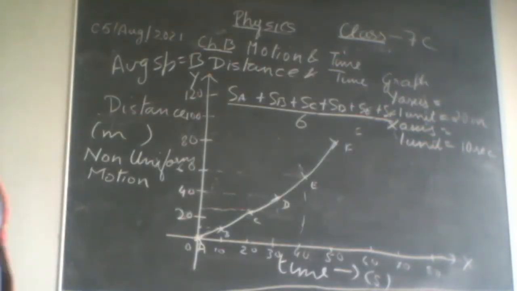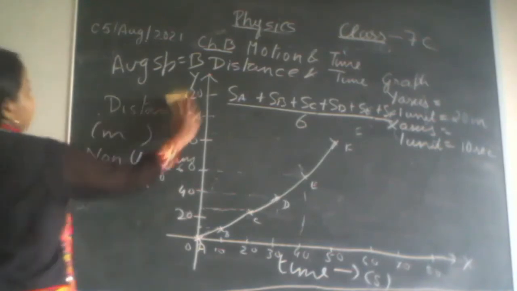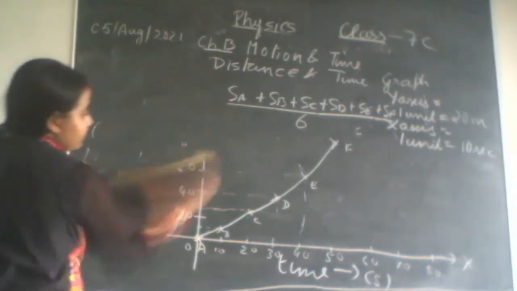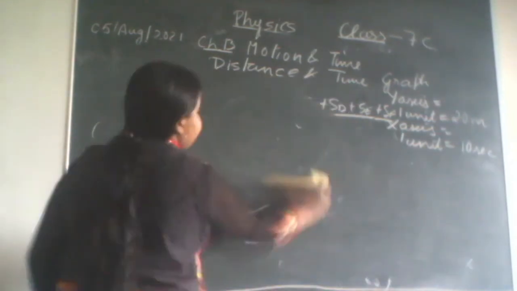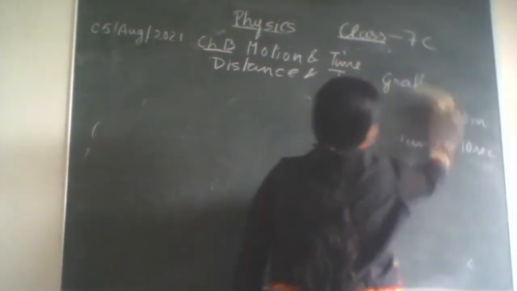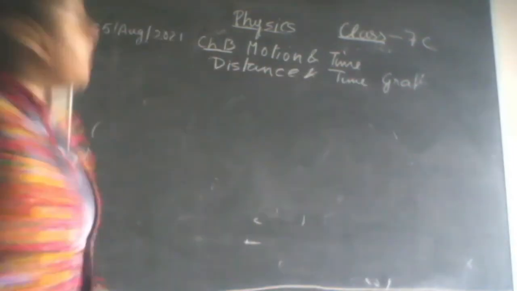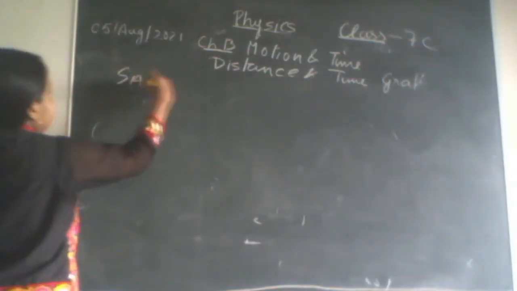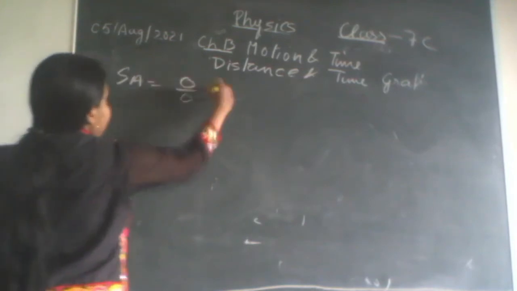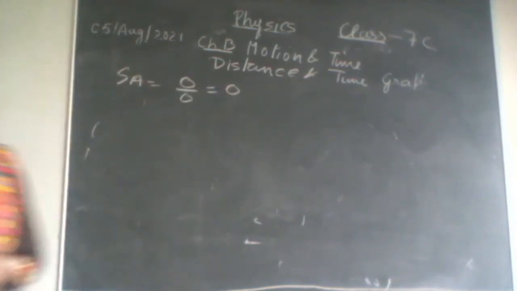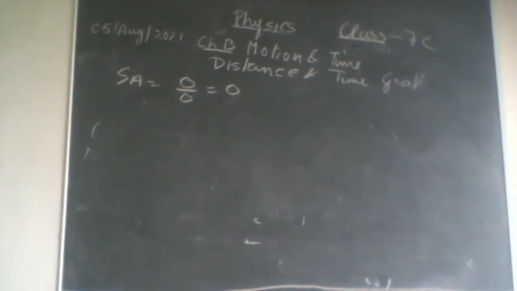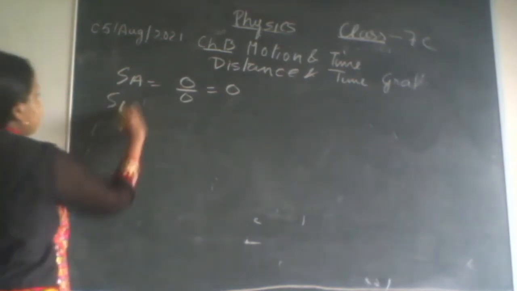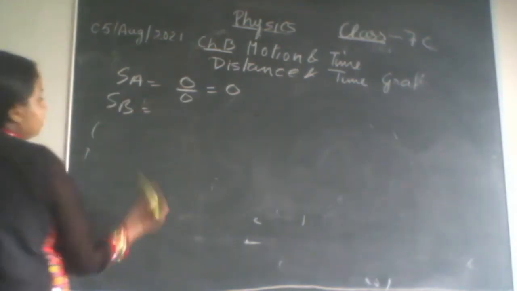Calculation portion, correct? So whatever data is given, you will get me the data. Yes or no? Okay. So at point A, what was the speed of A? 0 divided by 0. Am I correct? Then at B, it was 10 divided by 10.